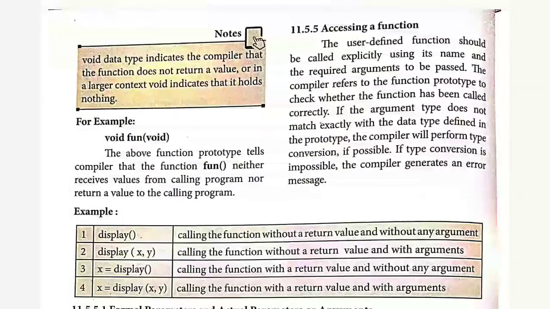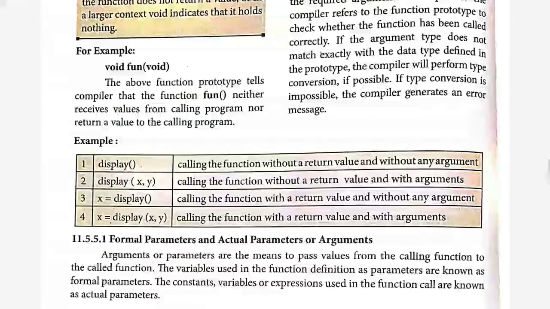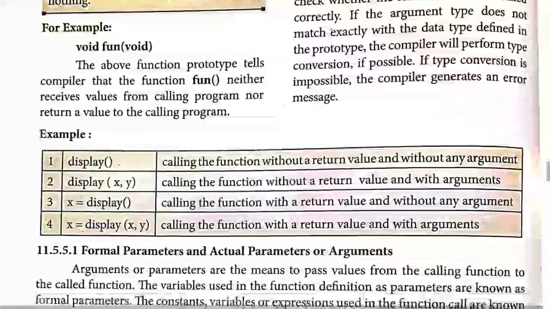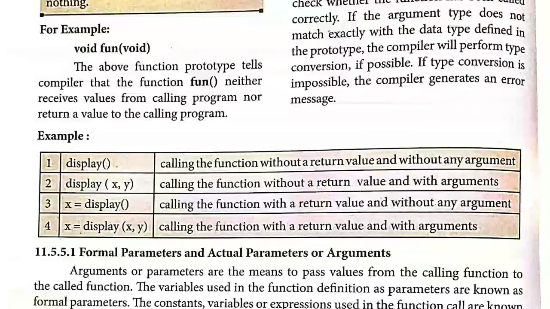Here you can see that they have given an example for void. Void function and void, which means that it's not getting any value, and it is not returning any value from the user. So these are all the examples with the return type and with the arguments.